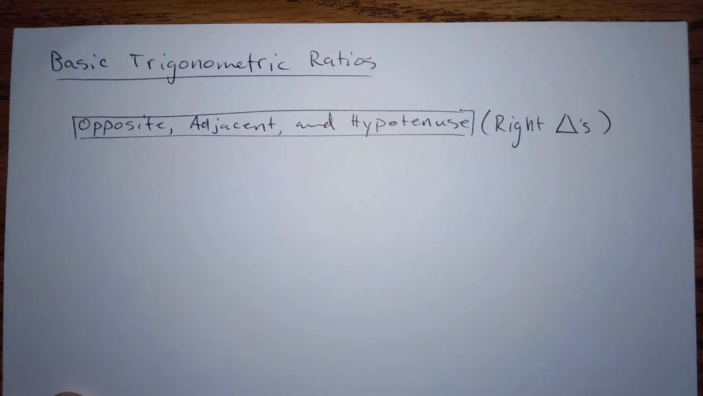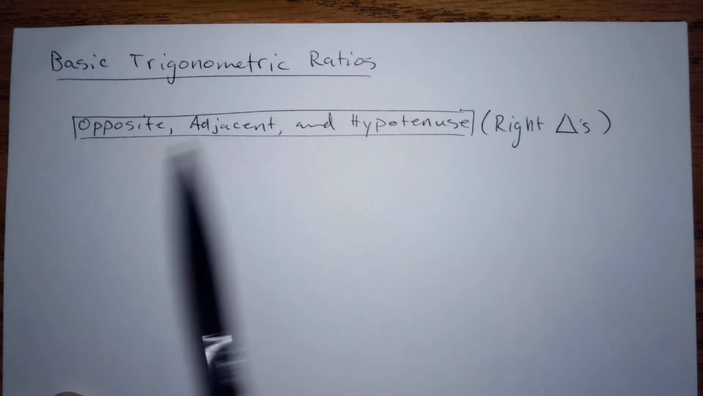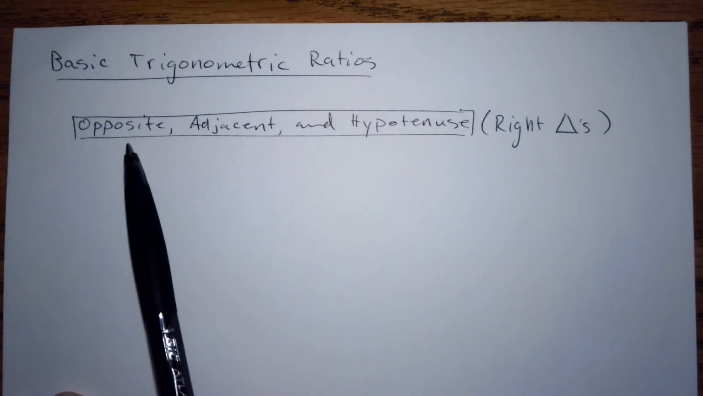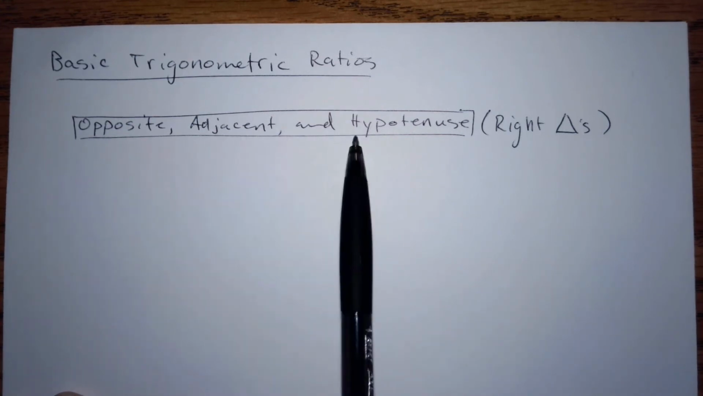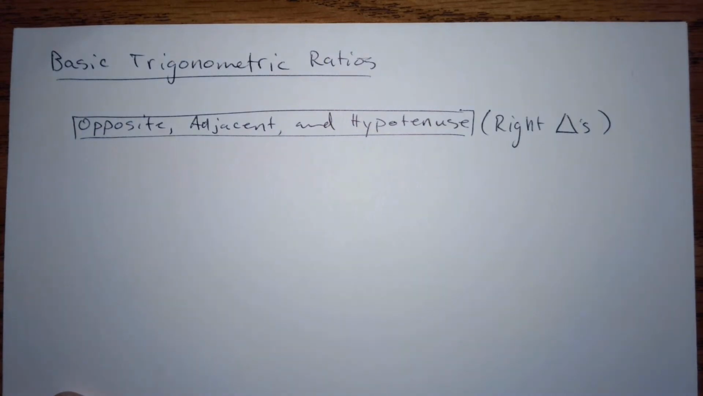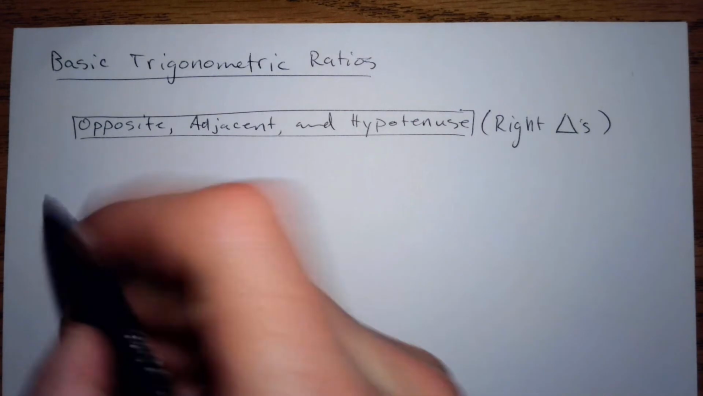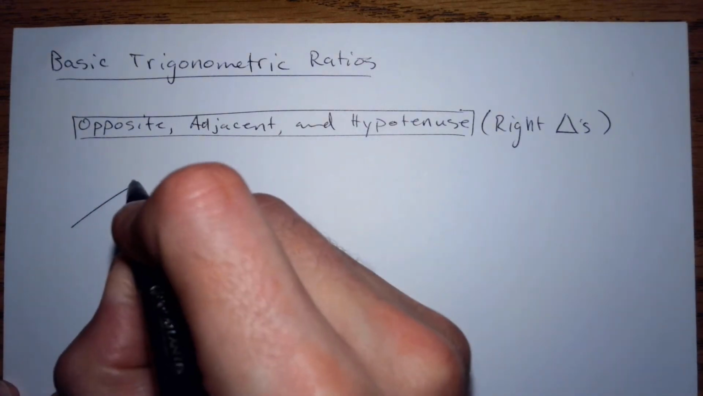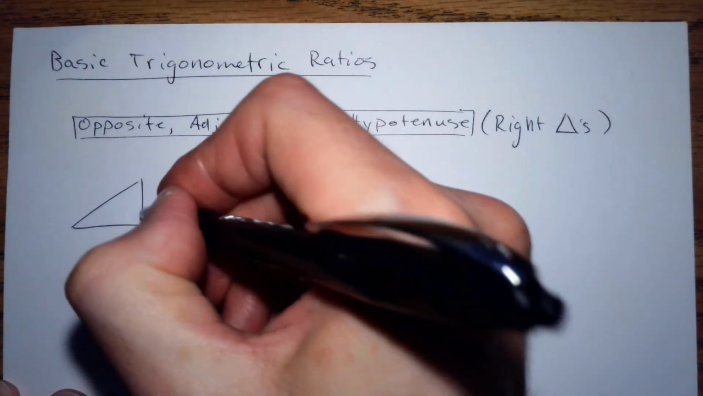So this is only for right triangles. Basic trigonometric ratios, we're going to look at naming the opposite side, the adjacent side, and the hypotenuse. That's all we're going to look at for the first part, and then later on we'll do an actual example. But what I want you to do right now is to draw a right triangle.